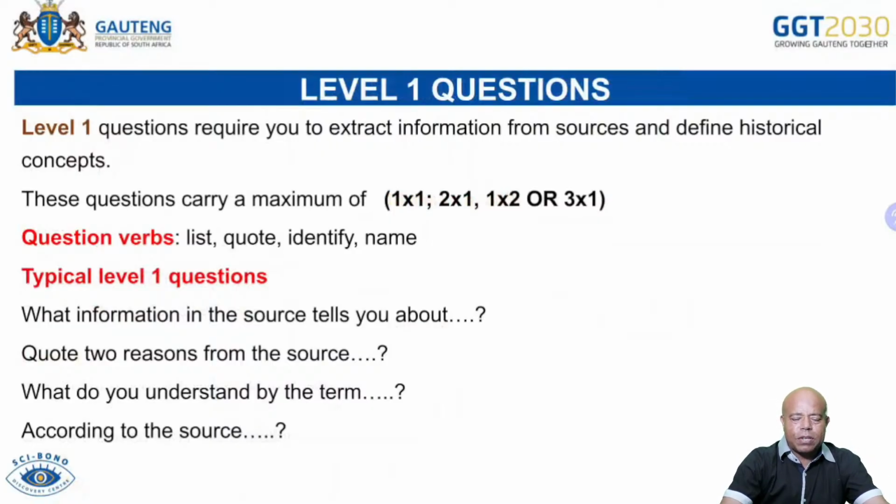Those are what we call question verbs at the end of the day. Then we find typical level 1 questions, and they are as follows. What information in the source tells you about? Quote two reasons from the source. What do you understand by the term according to the source? Now, these are typical level 1 questions and question verbs basically.